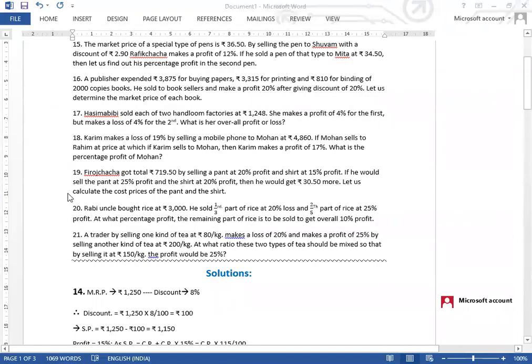That's all. Hope you understand these 5 sums, and there are 3 sums also left. So these 3 sums, that is 19, 20 and 21, you please try at your home. If you do not manage, then 2 or 3 days later I will make a third video on profit and loss, and then I will do these 3 sums.